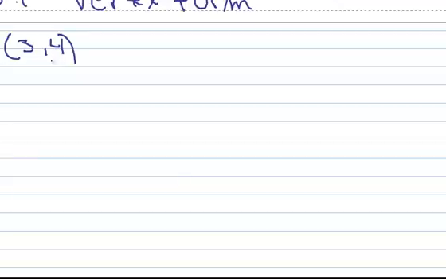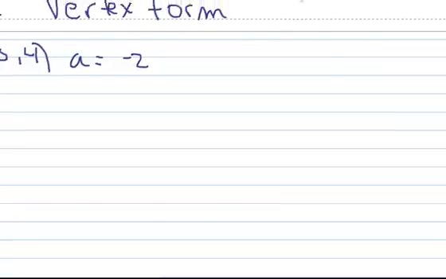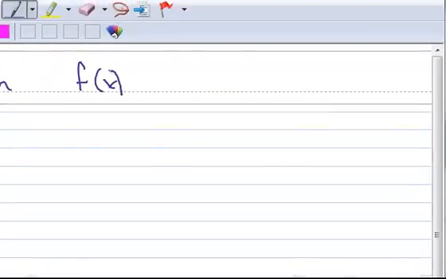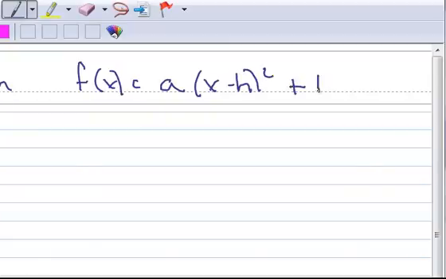3, 4, and a leading coefficient. I know that's the leading coefficient because of A. So it's -2. Okay, and so we want to write the function in vertex form. So let's just refresh our memory. X minus h squared plus k. So vertex form of a quadratic.